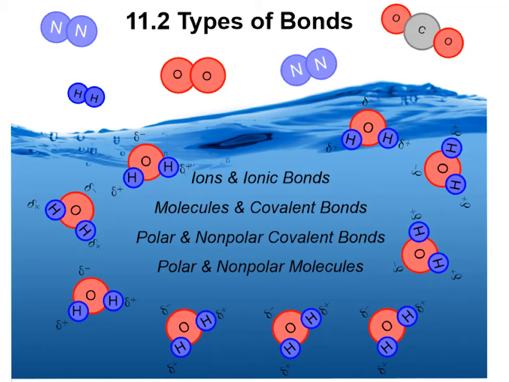Hello and welcome to this video about types of bonds. In this video, we're going to look at ions and ionic bonds. We'll look at molecules and covalent bonds. We'll look at polar and nonpolar covalent bonds, and we'll look at the difference between polar and nonpolar molecules.